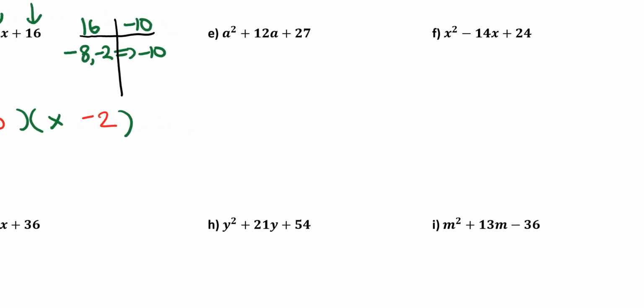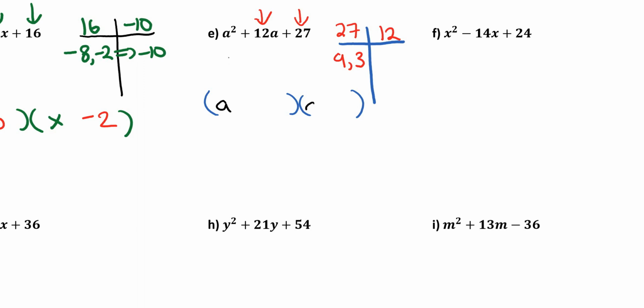Okay, let's move on to letter E. Once again, let's set up a table here. The numbers that I need are 27 and positive 12. All right, so two numbers that multiply to 27 and add to positive 12 are 9 and 3. And after that, I can set my two brackets. This time I need the variable a. Remember, a times a gives you a squared. And then let's insert the plus 9 and the plus 3 into the brackets, and then we're done.